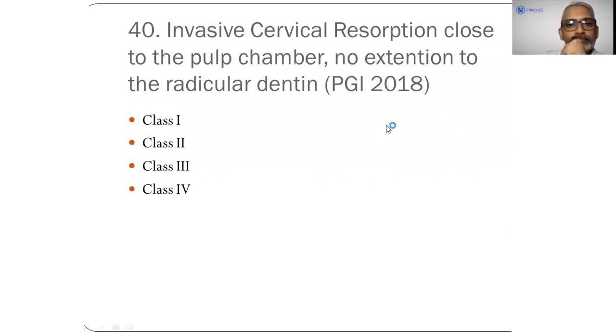Invasive cervical resorption. This came in PGA 2018. Usually such questions are PG level questions. Nowadays they are asking PG level questions for entrance examination. Invasive cervical resorption close to the pulp chamber without extension into the radicular dentin. Remember, without extension into the radicular dentin, but close to the pulp chamber. A is not the answer. I think many of you got confused. We'll go back to that.